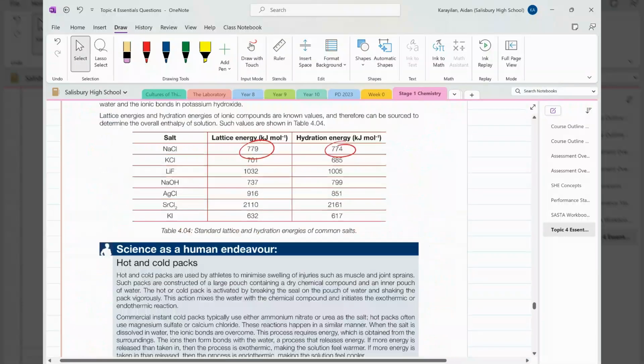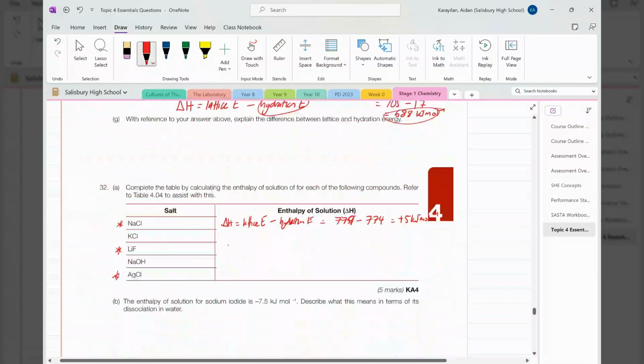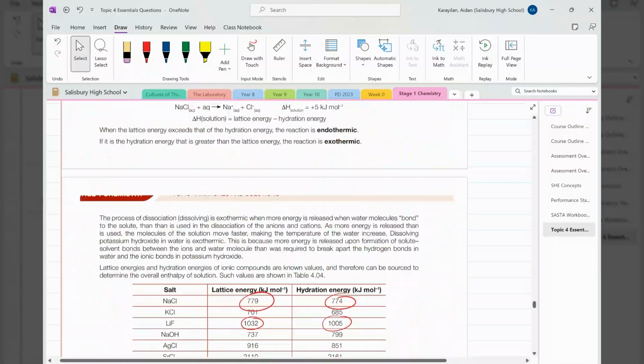Lithium fluoride, probably should have recorded it when I went up there. Lithium fluoride, 1032 and 1005. So delta H equals 1032 minus 1005. Hesitating because I can't remember if those are the actual numbers. Yeah, that's good.